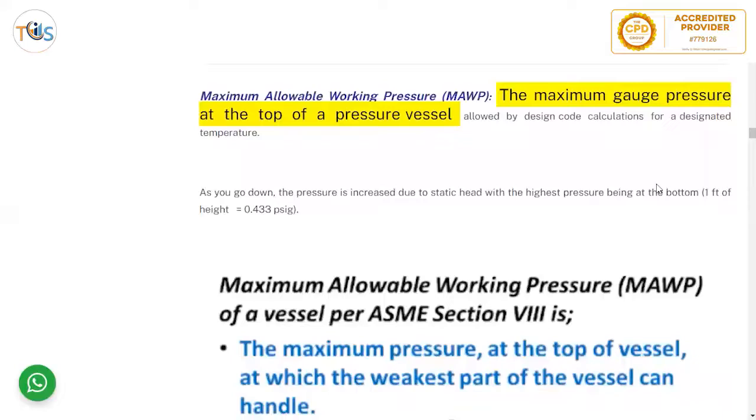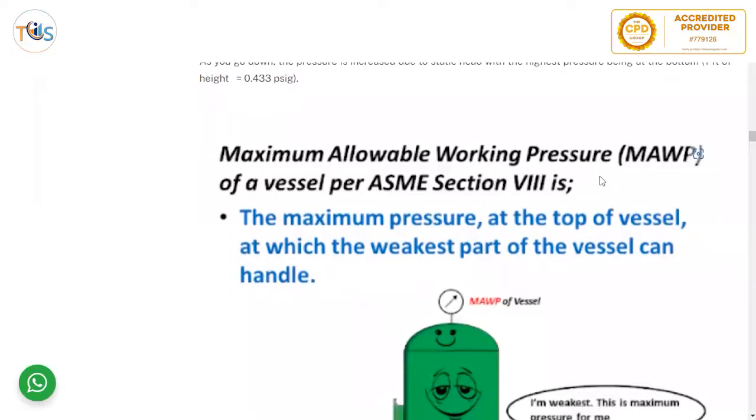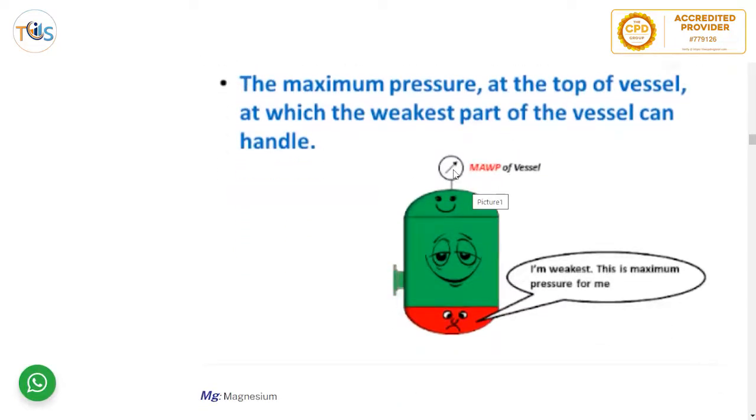Maximum allowable working pressure is the maximum gauge pressure at the top of the pressure vessel allowed by the design code, because as you go down the pressure is increased due to static head, with the highest pressure being at the bottom. Normally if the liquid is, say, water with a specific gravity of 1, for every foot of height you have an additional pressure due to static head of 0.433 psi gauge. So as you can see here, the maximum allowable pressure gauge is put here, and this might be more, so the reason we put it here is because we want to see the most onerous situation.